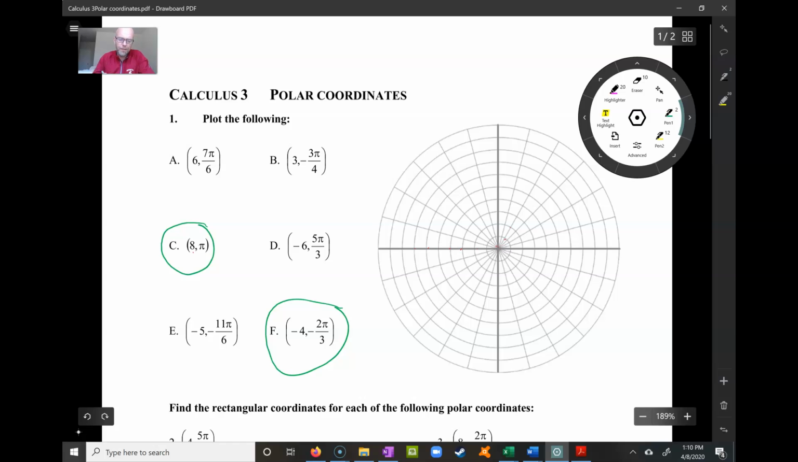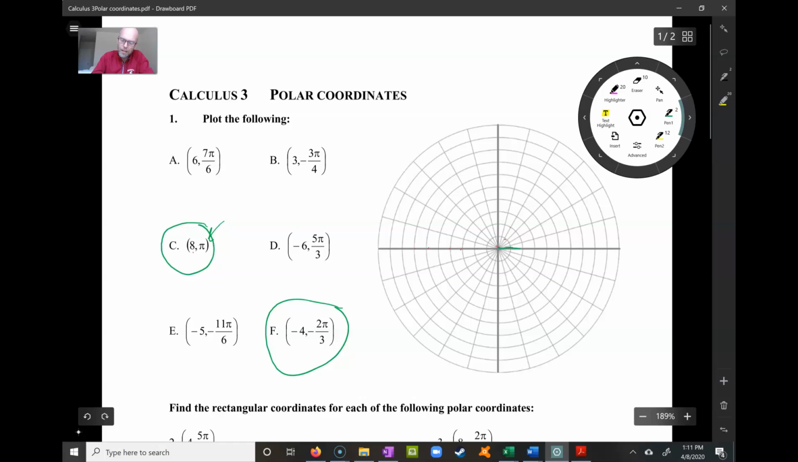I'm going to do C and F. So remember that the first coordinate is the radius or the distance from the origin, and the second coordinate is the angle that you've turned from the positive x-axis. So it's really kind of a directional. The second coordinate tells you which way you're facing, and the first coordinate tells you how far to move, so to speak. So this says that you're going to turn pi radians.